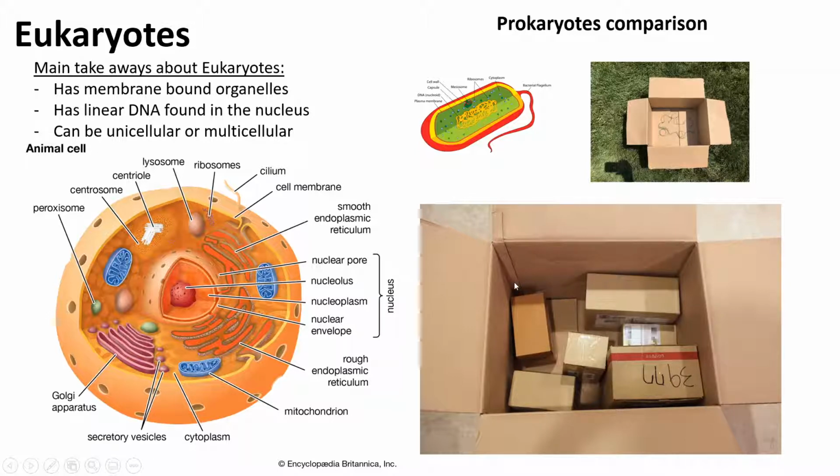Now, the last important distinguishing factor of eukaryotes is that they can be unicellular or multicellular. Most eukaryotes we think of are multicellular: plants, animals, and fungi. But many people forget the eukaryotes also have the capability of being unicellular, one-celled organisms. These are usually small organisms called protists.